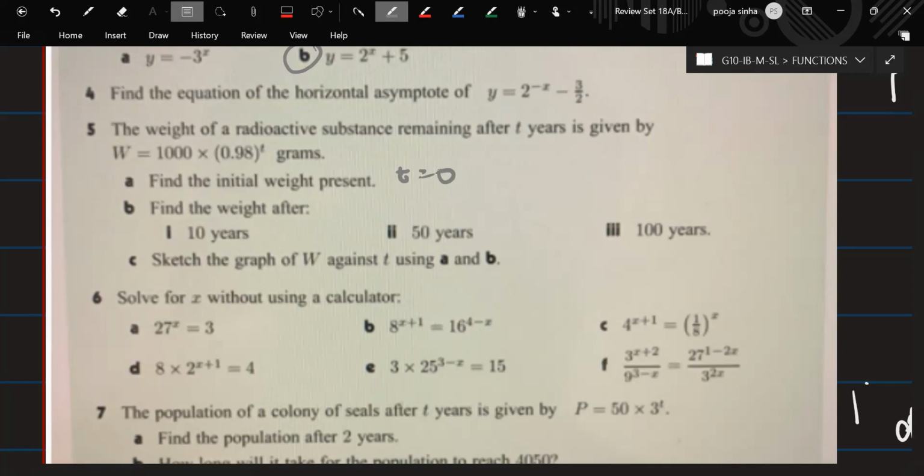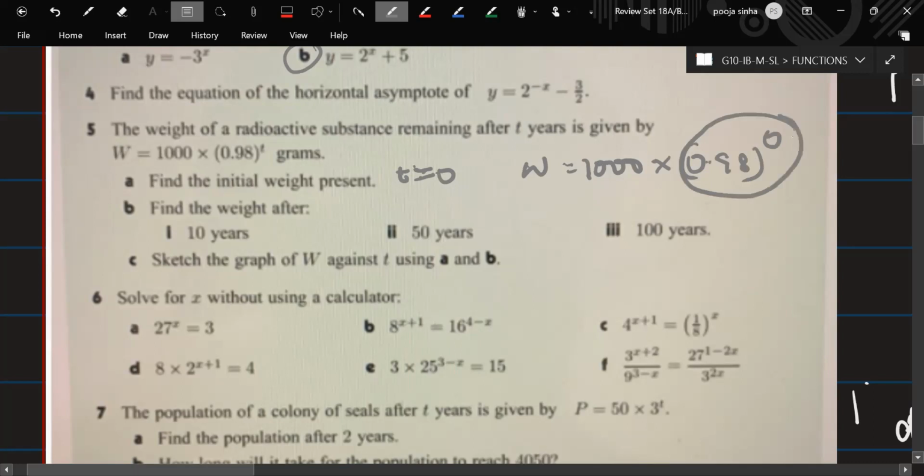Wait, what's the formula for this? F of t equals 1000 times bracket 0.98 to the power of t. Got it. The moment you put t equal to 0, you get W equal to 1000 into 0.98 raised to the power 0. This would become 1. So 1000 into 1 would be how much? 1000 grams or 1 kilogram.